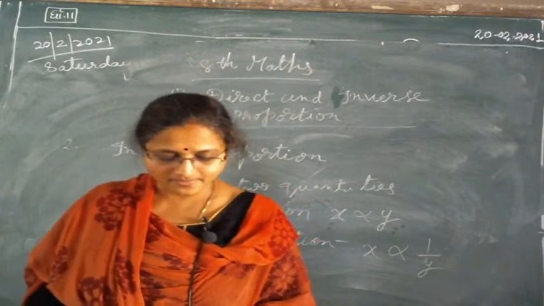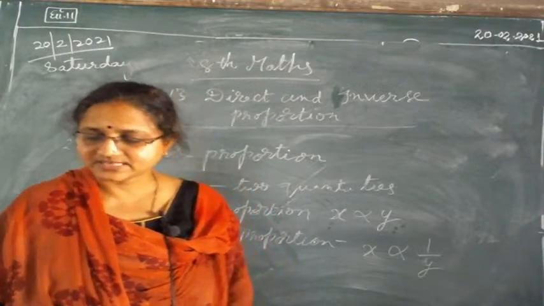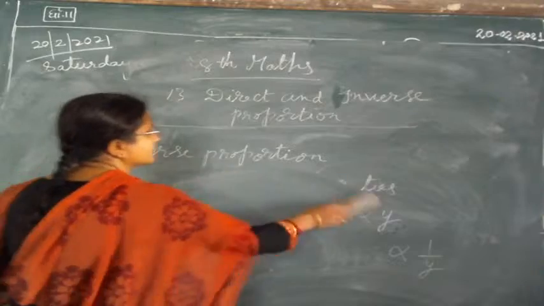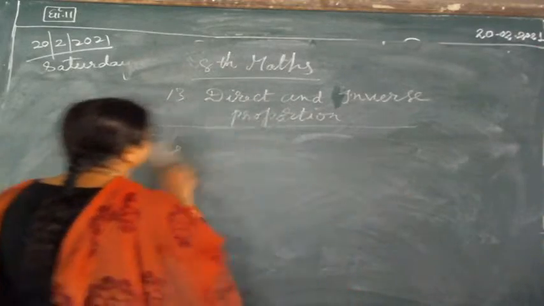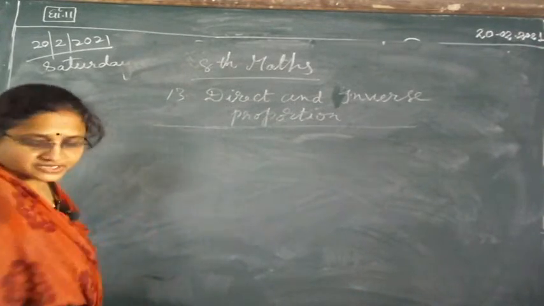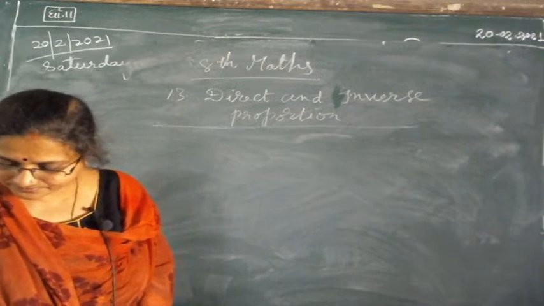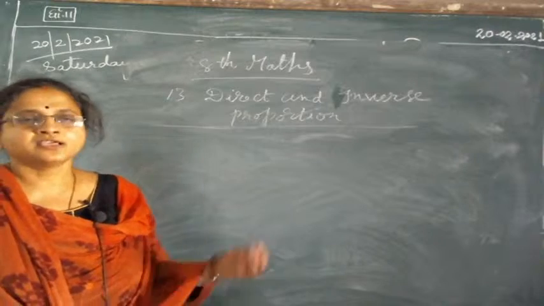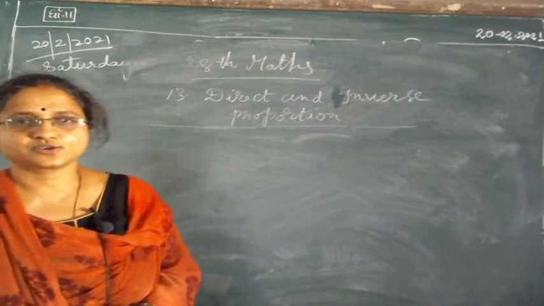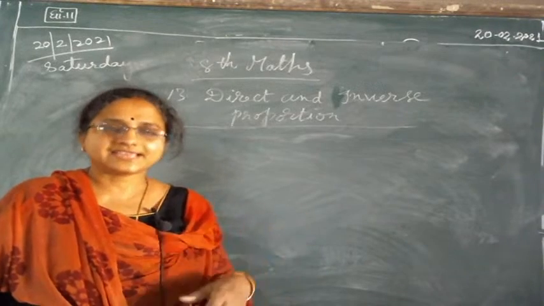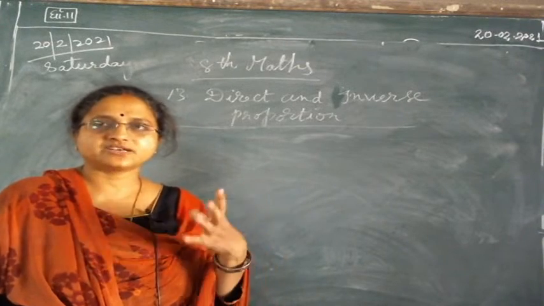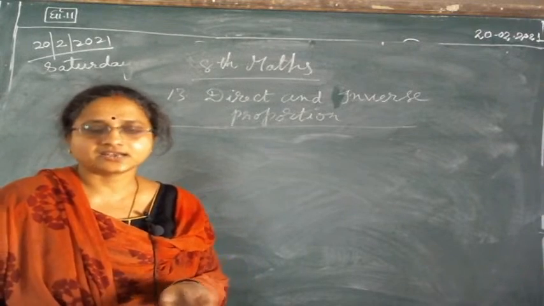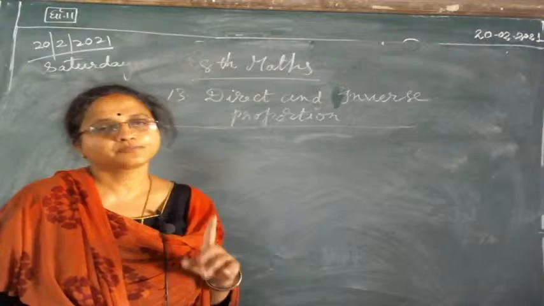Okay, now see some examples. Today we are going to learn about 2 or 3 sums related to direct as well as inverse proportion. First one: the cost of 1 kg sugar is 36 rupees. What is the cost of 3 kg sugar? If the measurement of the sugar increases, automatically the cost will also increase. Understand or not? So that is known as direct proportion.